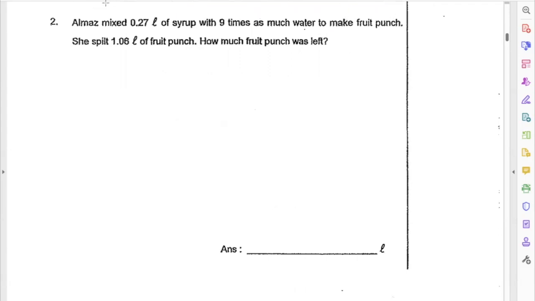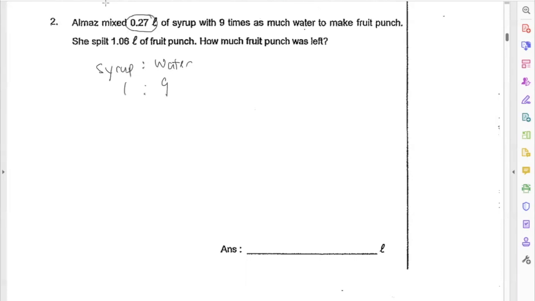Okay, second question. Almas makes 0.27 liters of syrup with 9 times as much water to make fruit punch. So water is 9 times the syrup. So syrup to water is 1 to 9, right? So this is how we record it as a ratio.